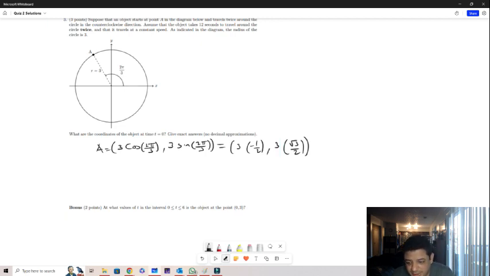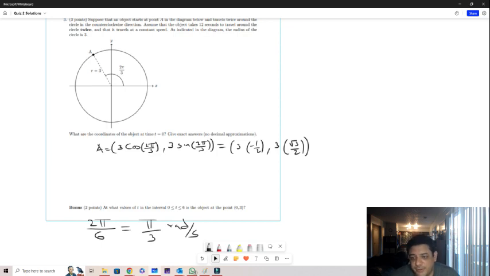So that means that it covers 2 pi in 6 seconds, right? So this means that every second, this is moving pi over 3. Pi over 3 radians per second. So if it moves pi over 3 radians per second, we can clearly see that it's going to take 3 seconds to get to the other side, 4, and probably to get to this point is going to be pi over 3.